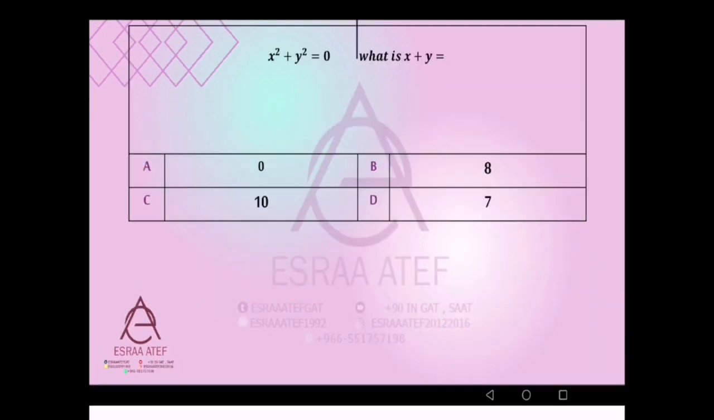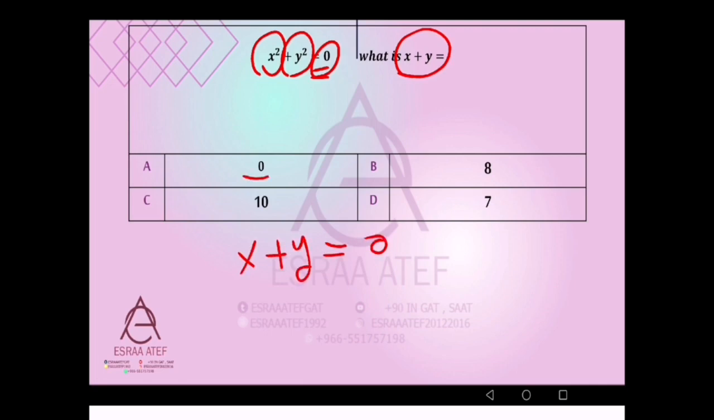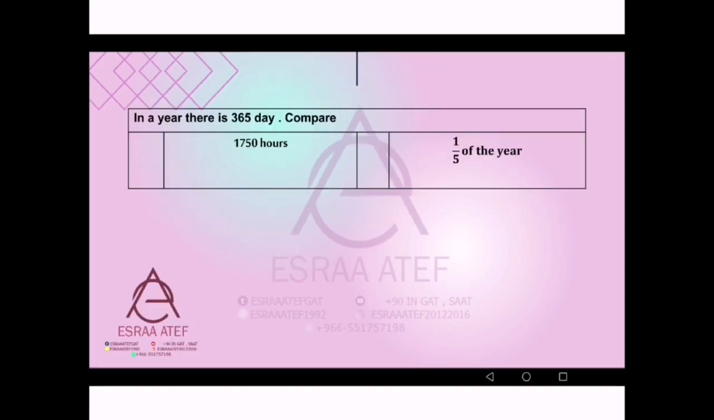Next one here we have x squared plus y squared equals 0, and he wants you to get x plus y. To get it, x squared plus y squared equals 0, so automatically x plus y equals the same, 0, so the answer will be 0.